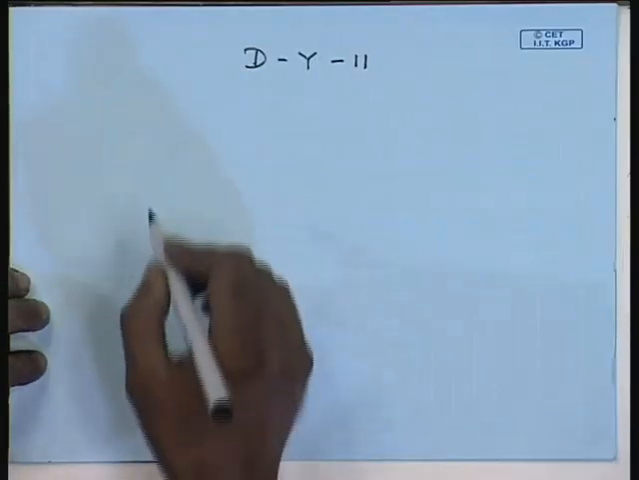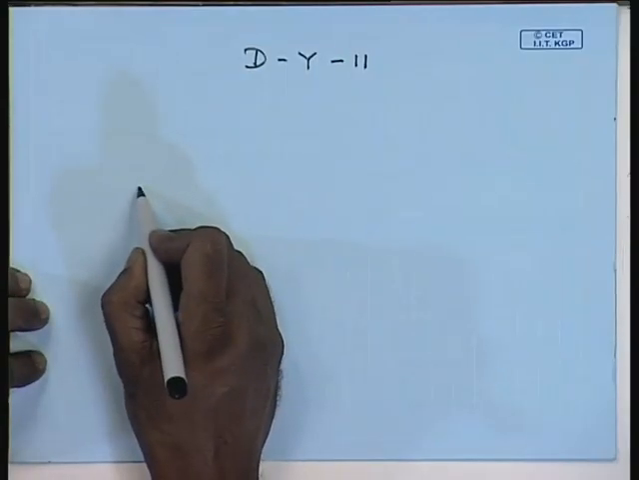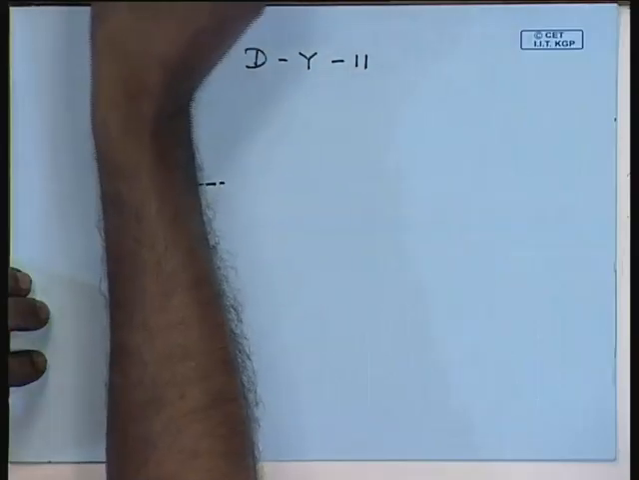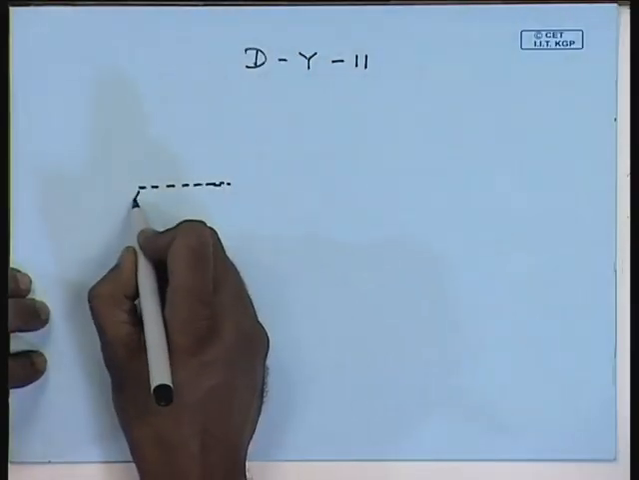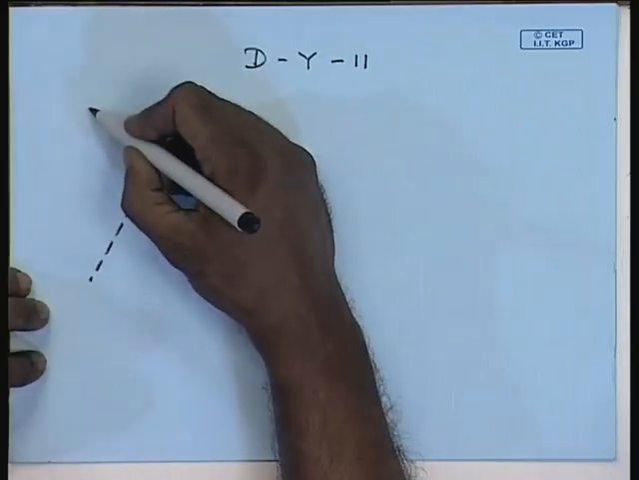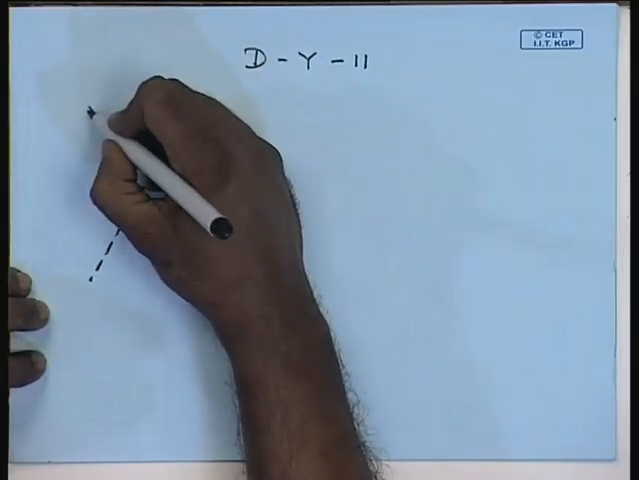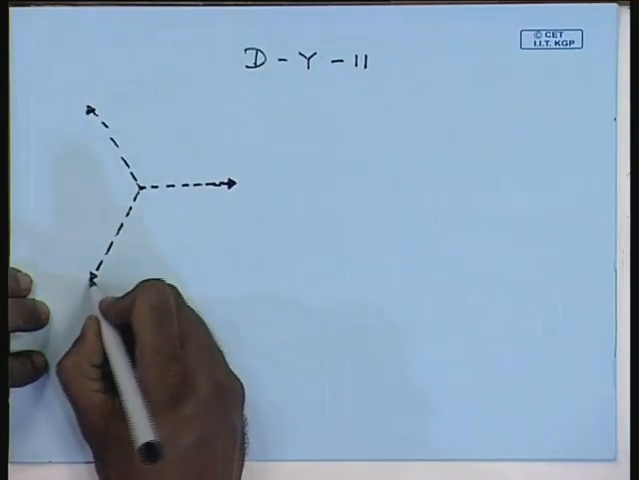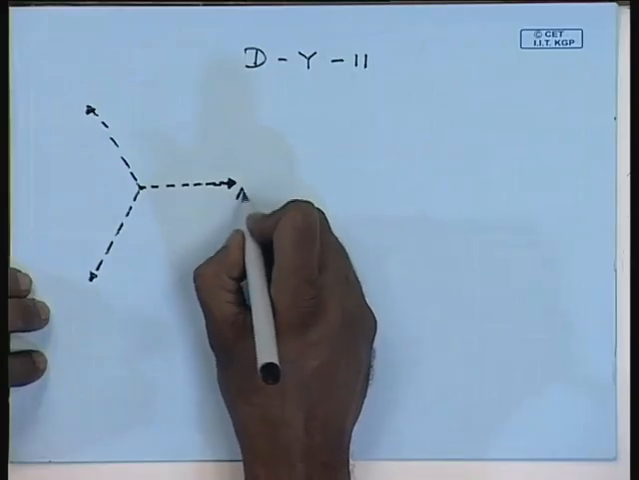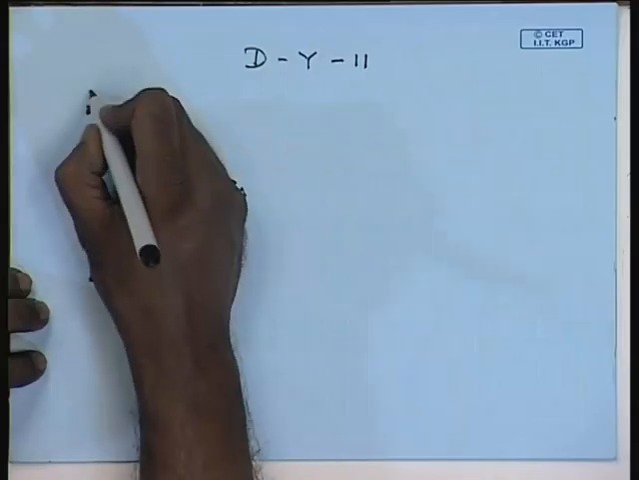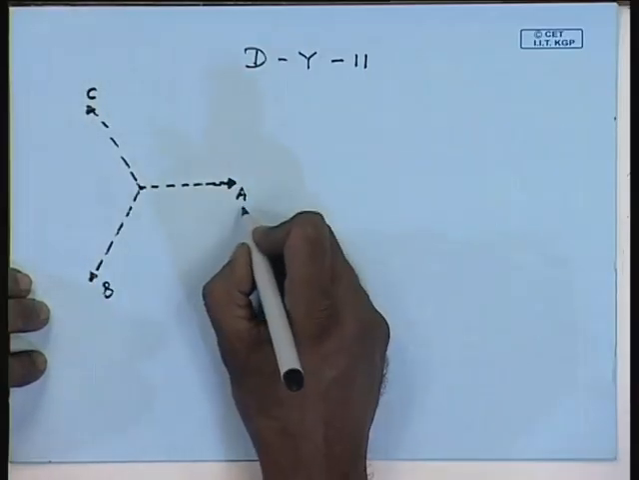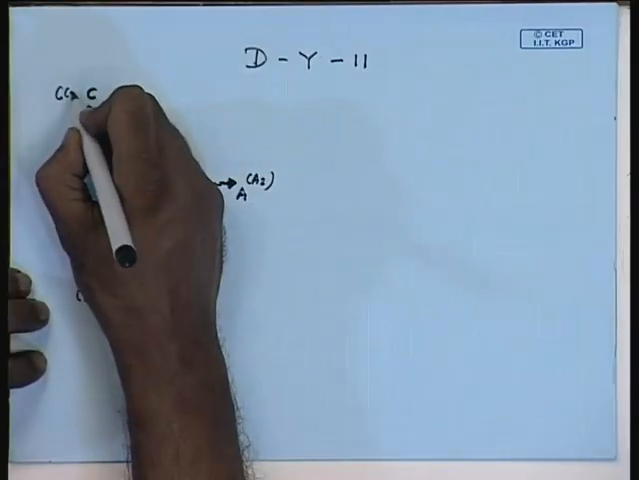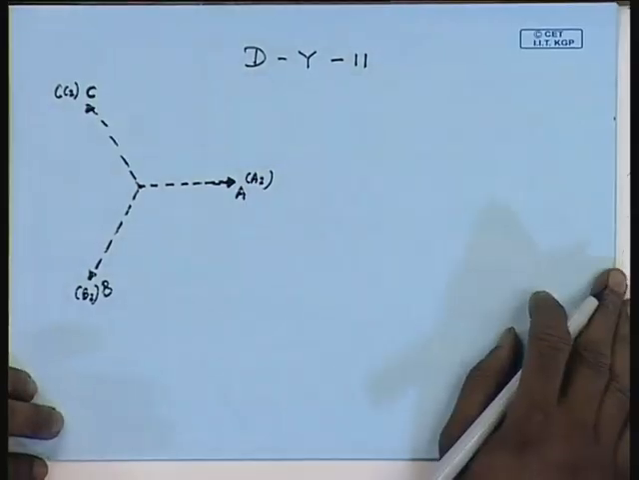Again, input side. This is terminal A, this is B, this is C, which means this is A2, B2 and C2. Where are the terminals A1, B1, C1? That is what we will have to see.